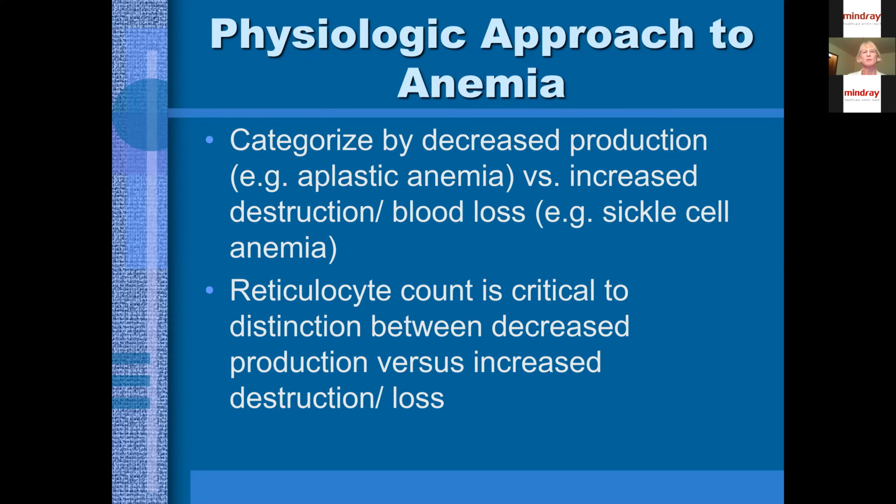So the physiologic approach to anemia is to make a general categorization between decreased production, an example of that is aplastic anemia, and increased destruction or blood loss. An example would be sickle cell anemia. And the reticulocyte count is critical to distinguish between decreased production versus increased destruction or blood loss.